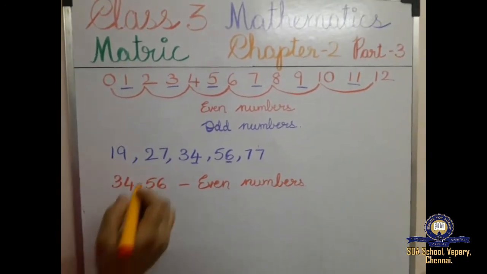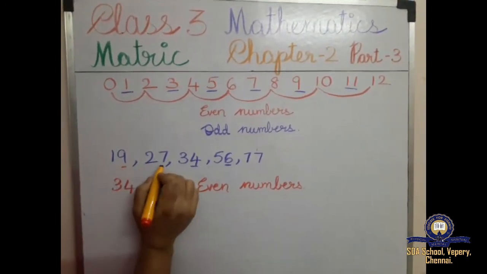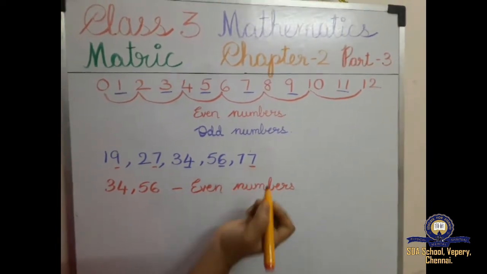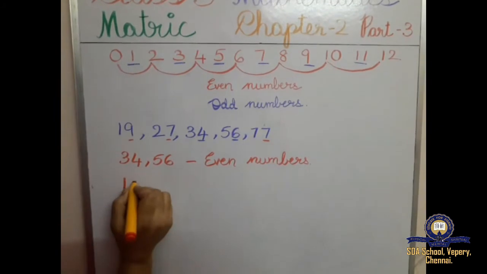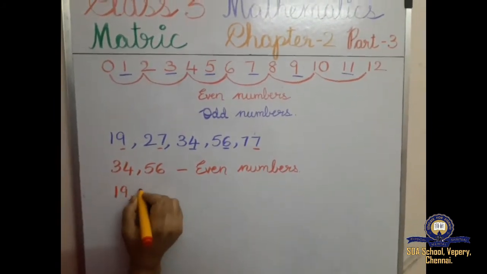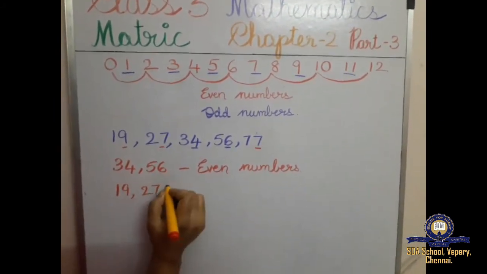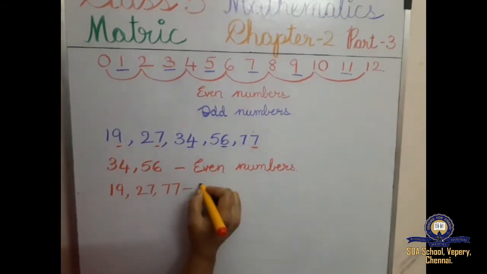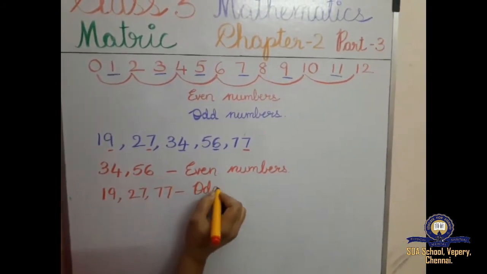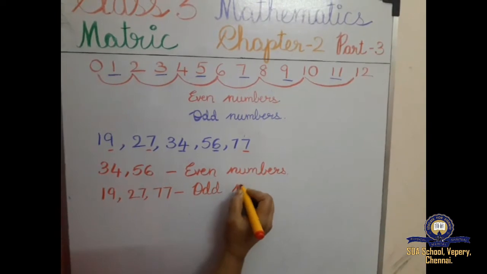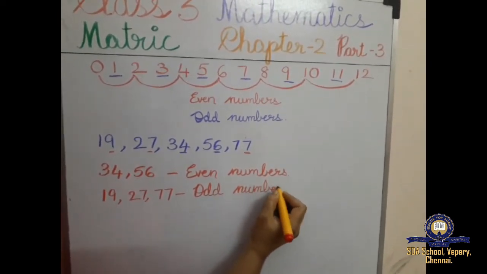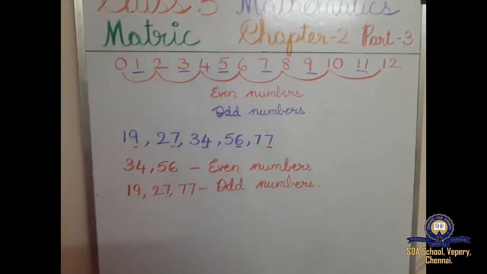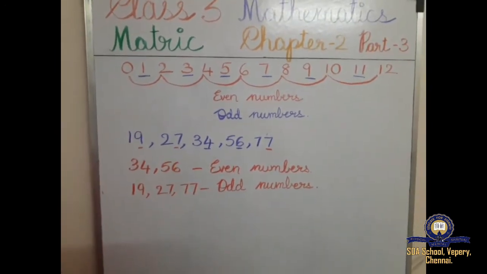Now what are the leftover numbers? 9 here, 7 and again 7. So these are odd numbers. So 19, 27 and 77 are odd numbers, right? I think all of you understood these even numbers and odd numbers.